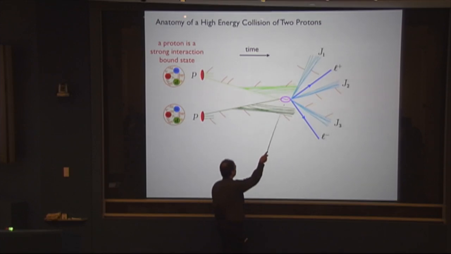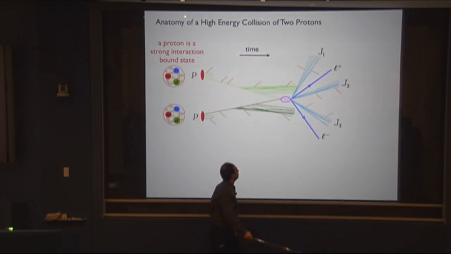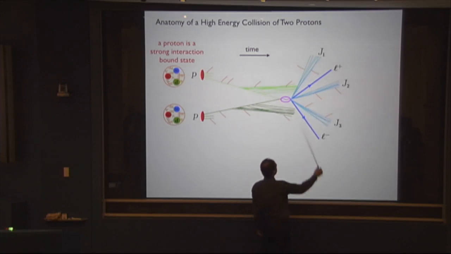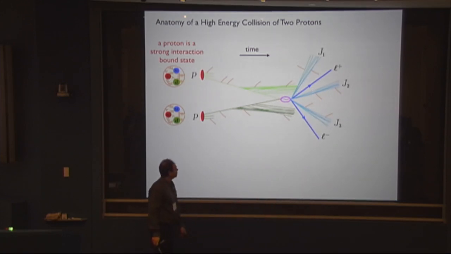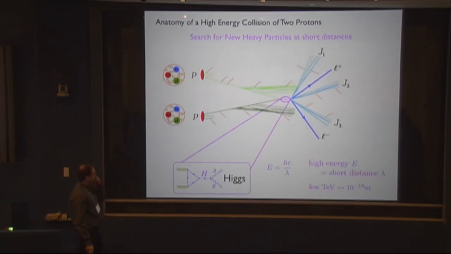And that's happening in this little magenta circle. And then out of that comes these jets, which are these blue things, as well as, for example, some electrons or muons, which are these dark blue. So time in this plot is going this way, and we make the collision. There's some place where the collision occurs, and then there's some final state that we observe. So let's go through this more slowly.